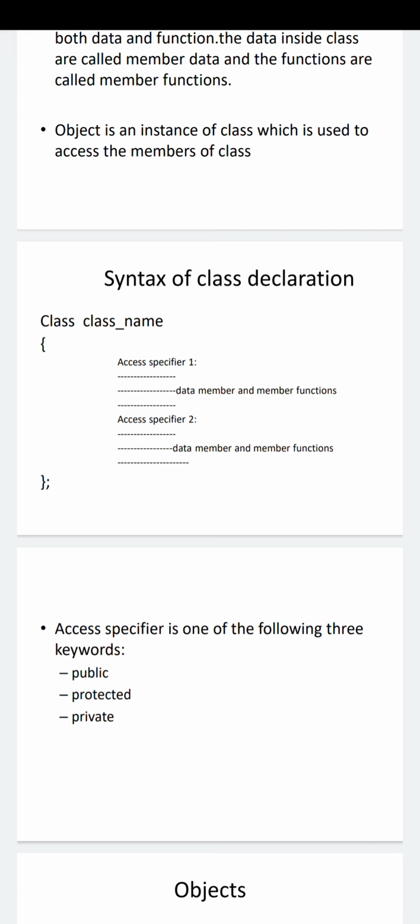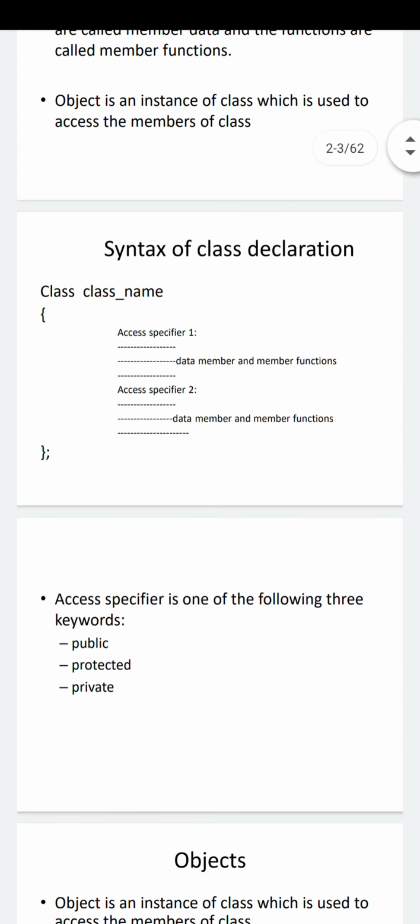Now the syntax of it is like this. Initially you have to write class, which is a reserved word, after that a space and then the class name, bracket open, in the last bracket close and the semicolon. In between you can write any number of data members, that is variables, or functions.